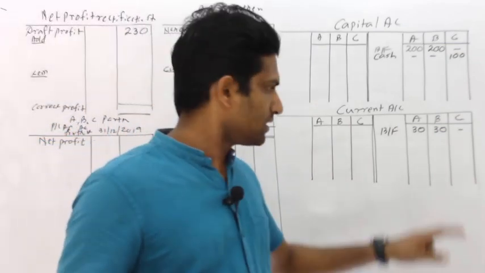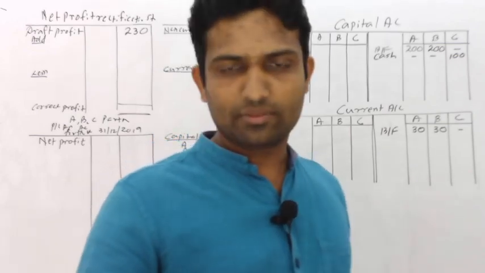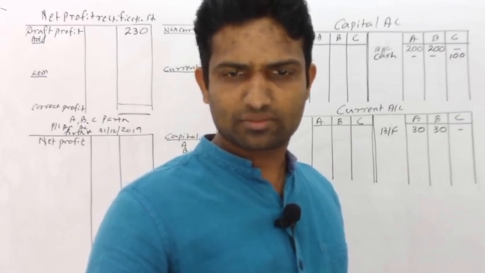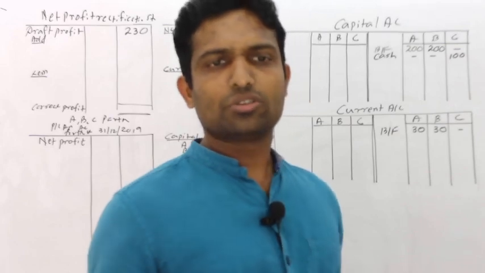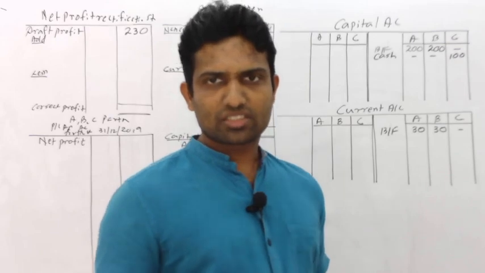Record the opening balances in partners' current accounts, those are 30 each. Then see the other details. Goodwill on C's admission was valued at 120. How to adjust the goodwill?